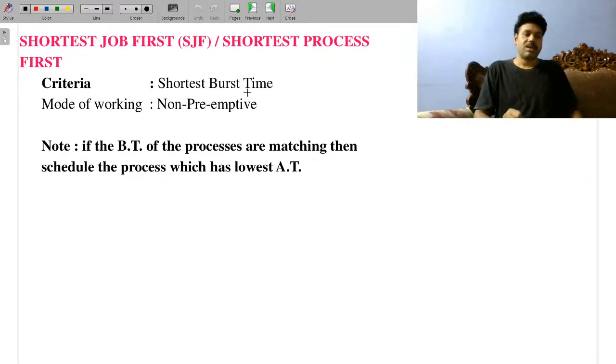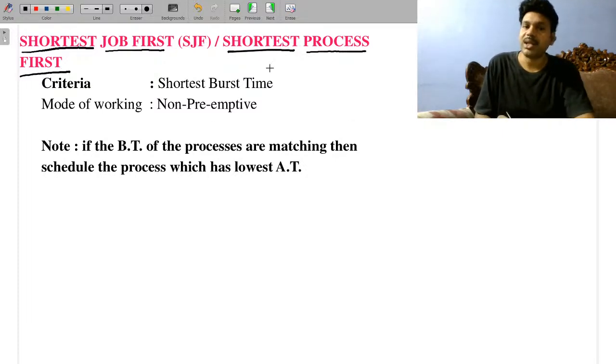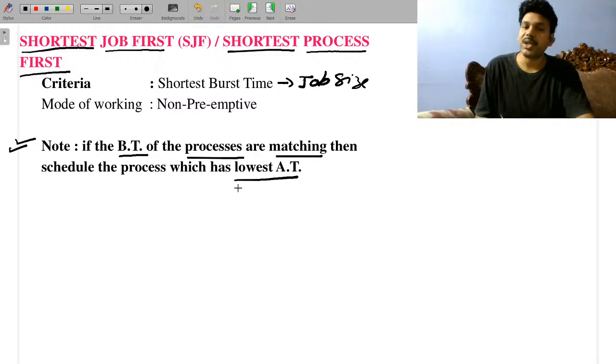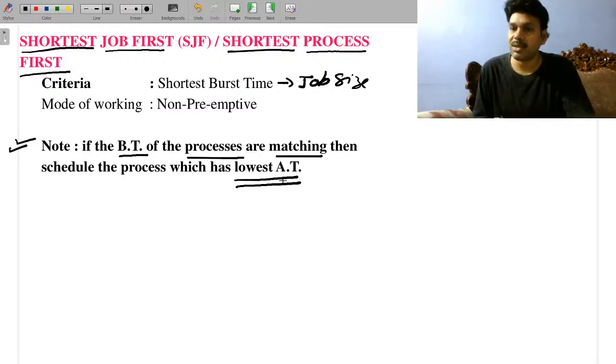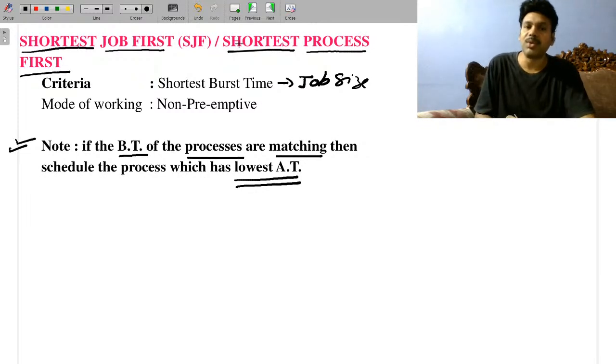Okay friends, now we will look at the next variety, shortest job first, also called shortest process first. Of the 4 criteria I have given, it follows one criterion, that is job size. And this is very important: if the burst times of processes match, in that case you take the process which has the lowest arrival time. If arrival times also match, then you go to the FCFS concept, that is, choose the lowest process ID. This is a very important point.